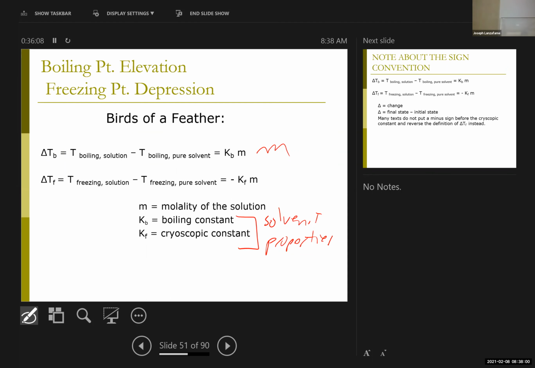Right, so what could be simpler? I have a number that equals a constant times a number, molality. So if I know the molality, which I have to for a solution, because it's meaningless to talk about salt water if I don't know how salty it is, I immediately know the boiling point and freezing point change, as long as I look up my KB and KF.